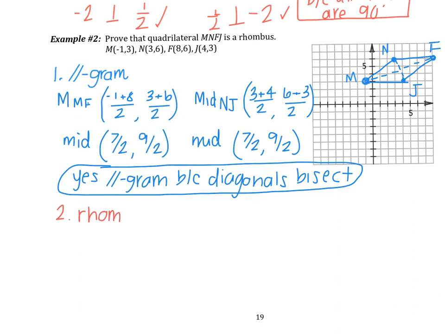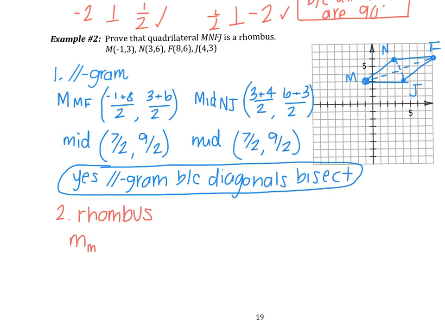Am I a rhombus? Well, looking at our tree, we have 3 ways to prove a rhombus: 4 congruent sides, diagonals perpendicular, or diagonals bisect opposite angles. I'm going to stick with diagonals perpendicular. The reason why is I already know a little bit about perpendicular from the example above. Perpendicular means opposite reciprocal. So if I can find the slopes of both diagonals and they are opposite reciprocals, then I have perpendicular diagonals. So here we go.